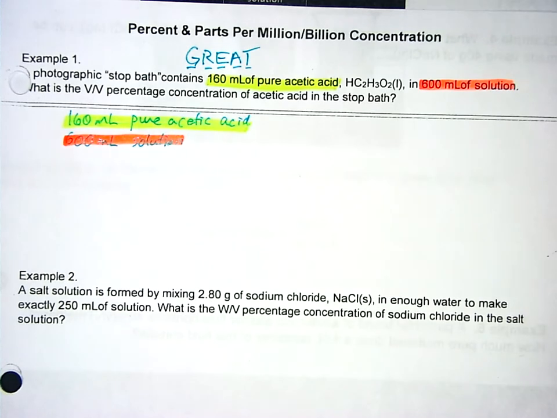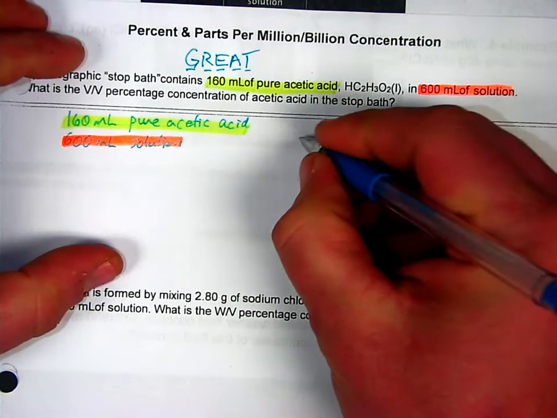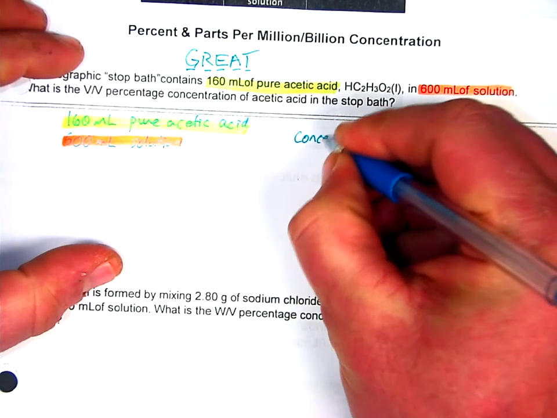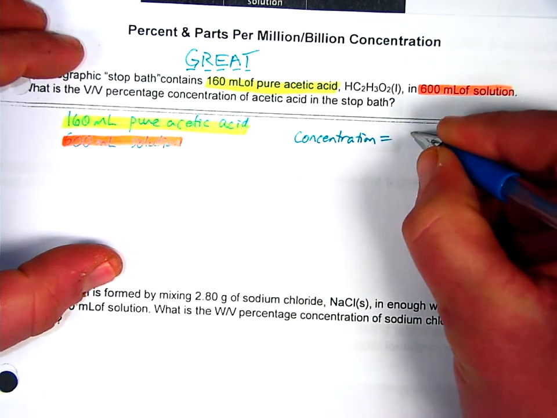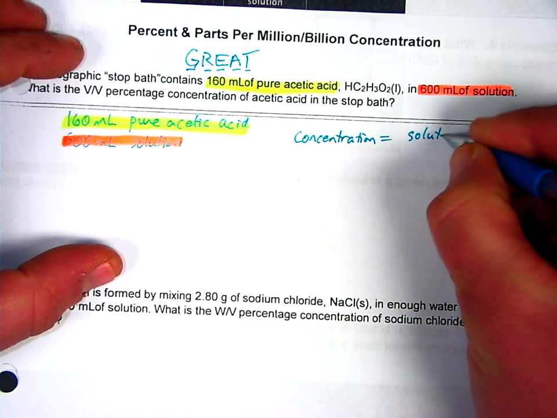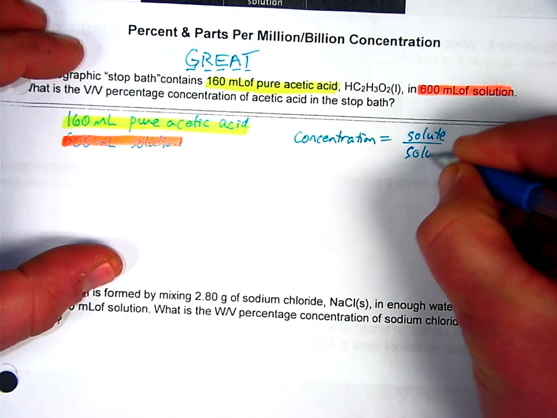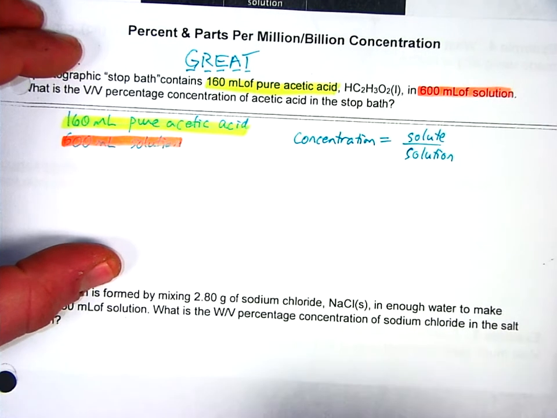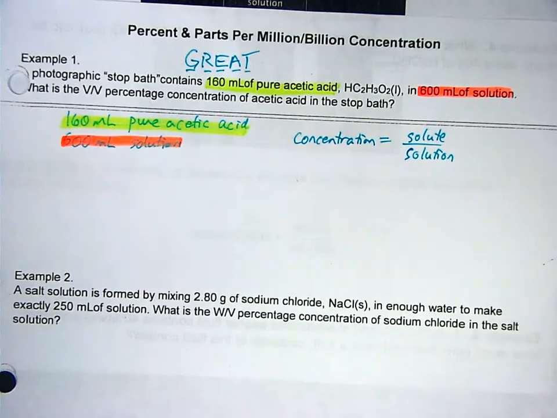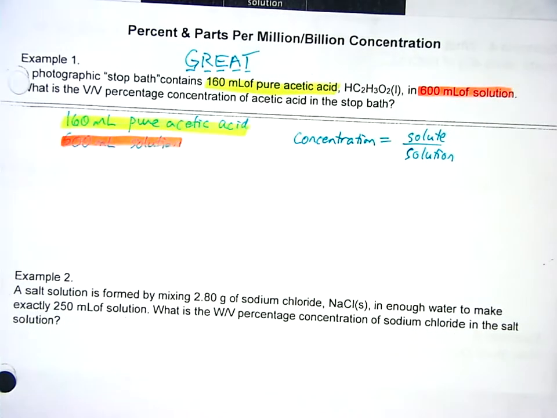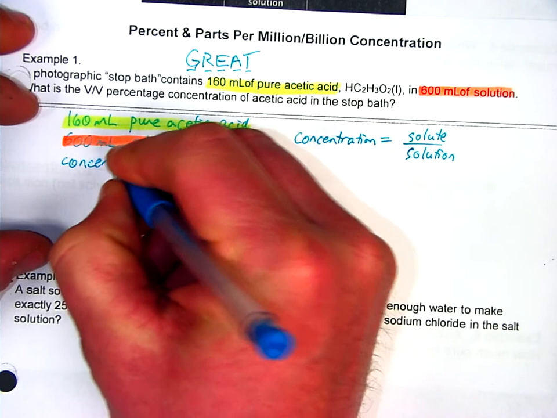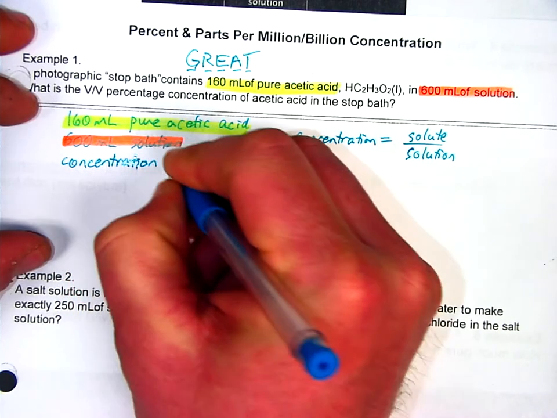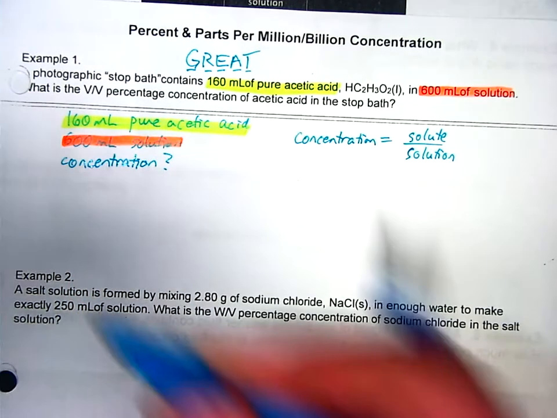Basically, what we have to do is figure out where each piece goes into our formula. So concentration equals solute over the solution. That's all I'm doing. Okay. What's the question that I'm asking? It actually says that there. It says, what's the percentage concentration? So the concentration is what I'm looking for.